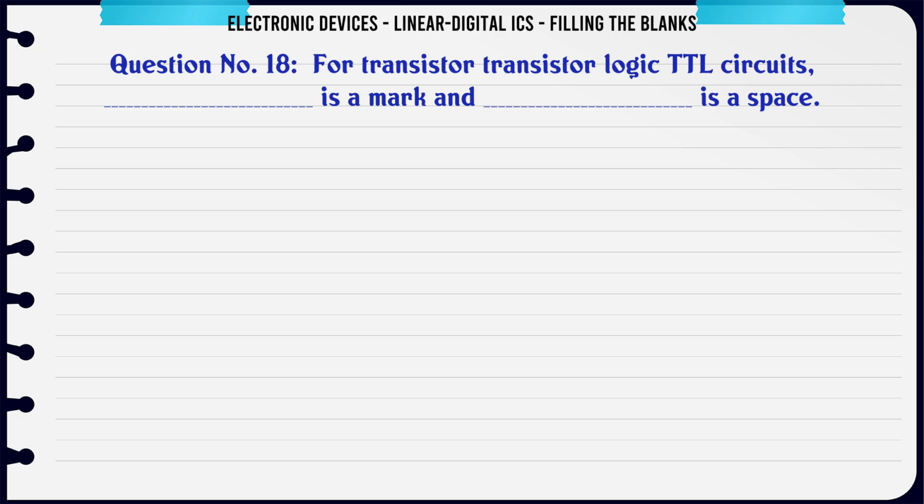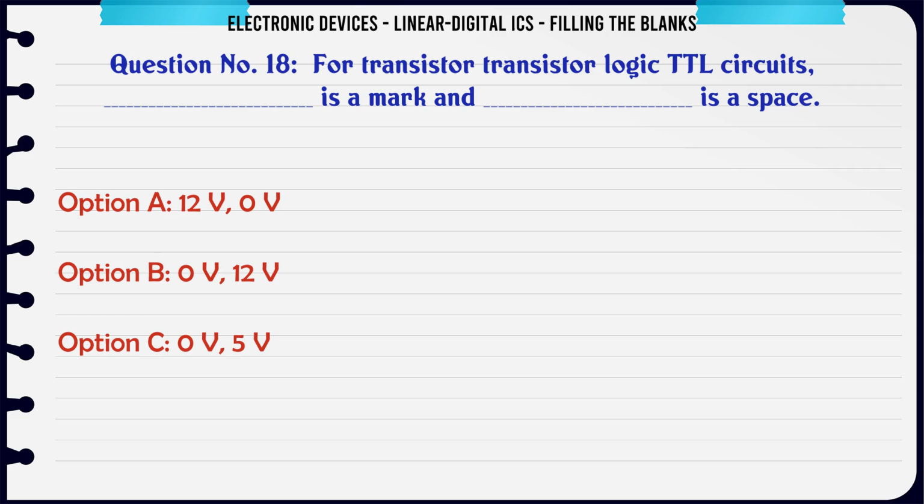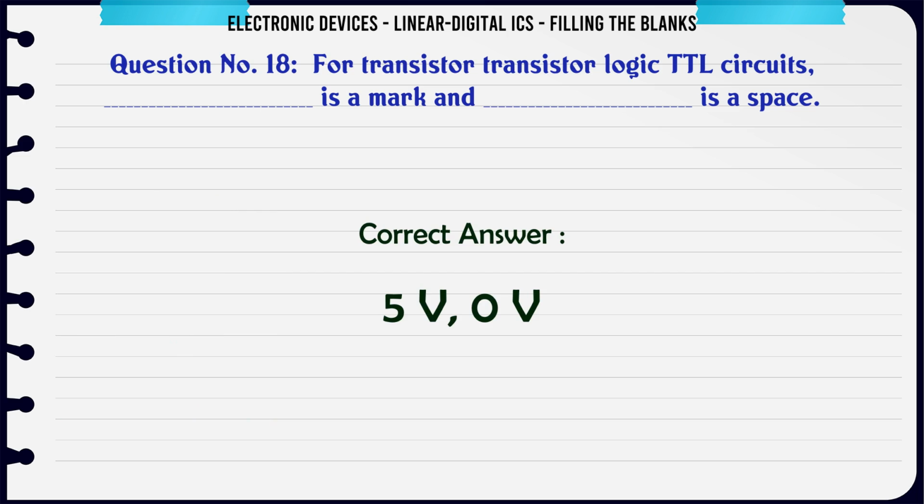For transistor-transistor logic (TTL) circuits, ___ is a mark and ___ is a space. A, 12V, 0V; B, 0V, 12V; C, 0V, 5V; D, 5V, 0V. The correct answer is 5V, 0V.